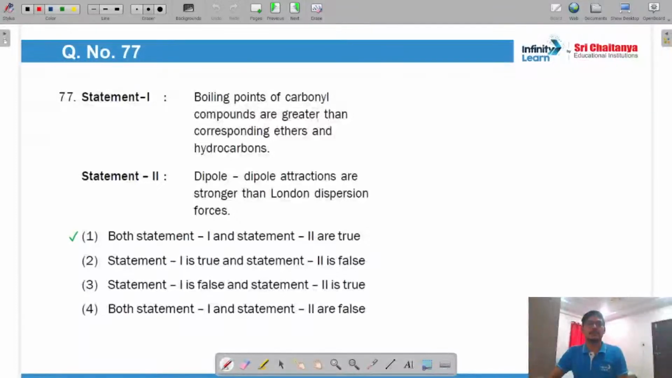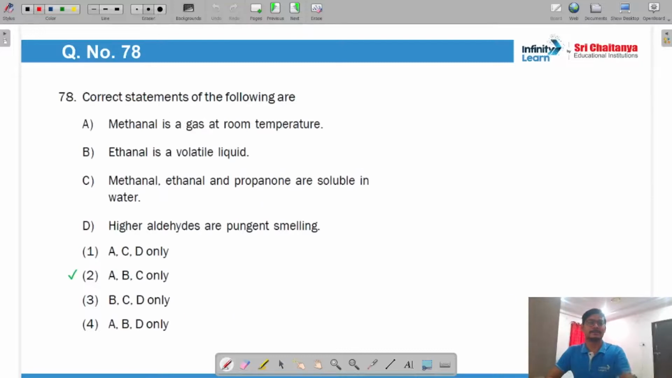Boiling points of carbonyl compounds are greater than corresponding ethers and hydrocarbons. Yes, because dipole-dipole interactions are stronger in aldehydes and ketones. And yes, that is the statement. So this is the correct answer. Correct statements are A, B, and C here. Higher aldehydes are sweet smelling, for example, cinnamaldehyde, vanillin, etc.